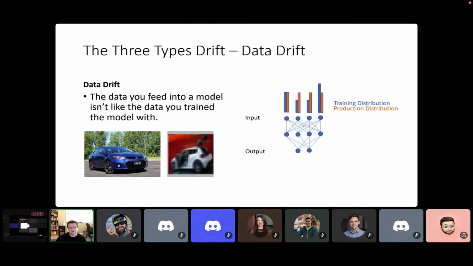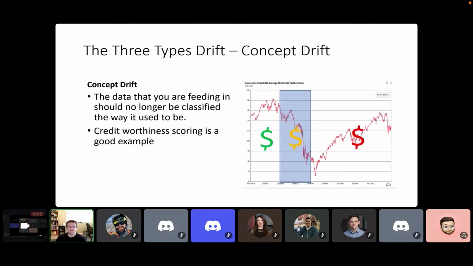Okay. And the final example of drift is concept drift. So I said there were three assumptions that we make when we build models that end up getting violated, and that's what causes drift. The first is that the outputs are different. The second is that the inputs are different. And the last one is that the environment around you has changed.